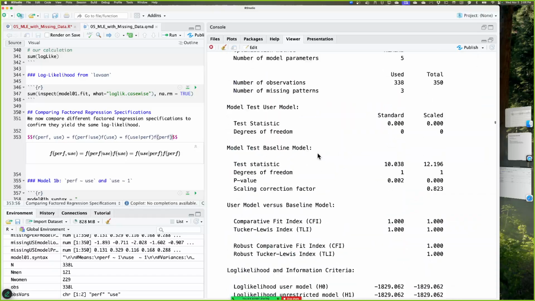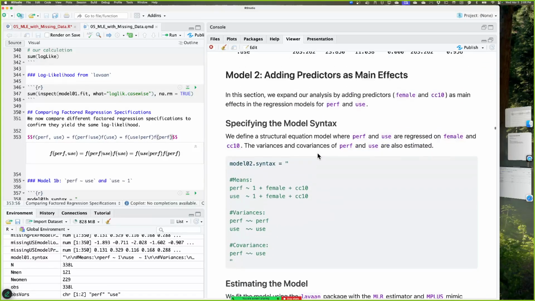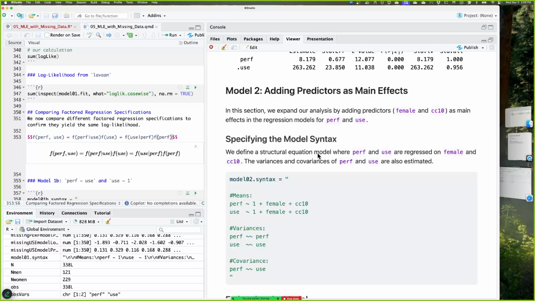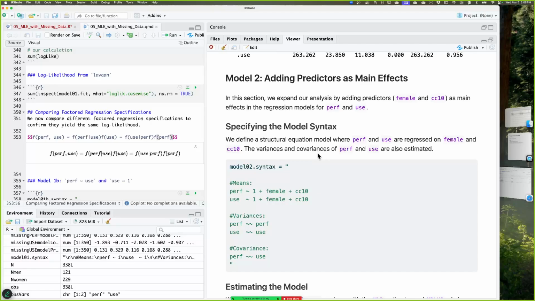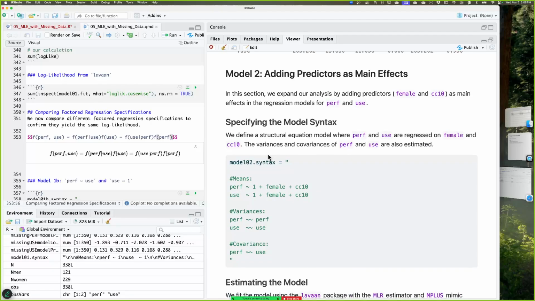Okay, how are we doing? All right, let's see what happens then when we add predictors as main effects, right? So that was our model with just the two outcomes, performance and usefulness, but let's add female and CC10 and see if we can predict performance and usefulness with each. So now we're going to specify the model syntax a little bit differently. Here, this could be called regressions, really. These are conditional means. So performance is being predicted by an intercept and by female and CC10. Usefulness is being predicted by intercept, female, and CC10.